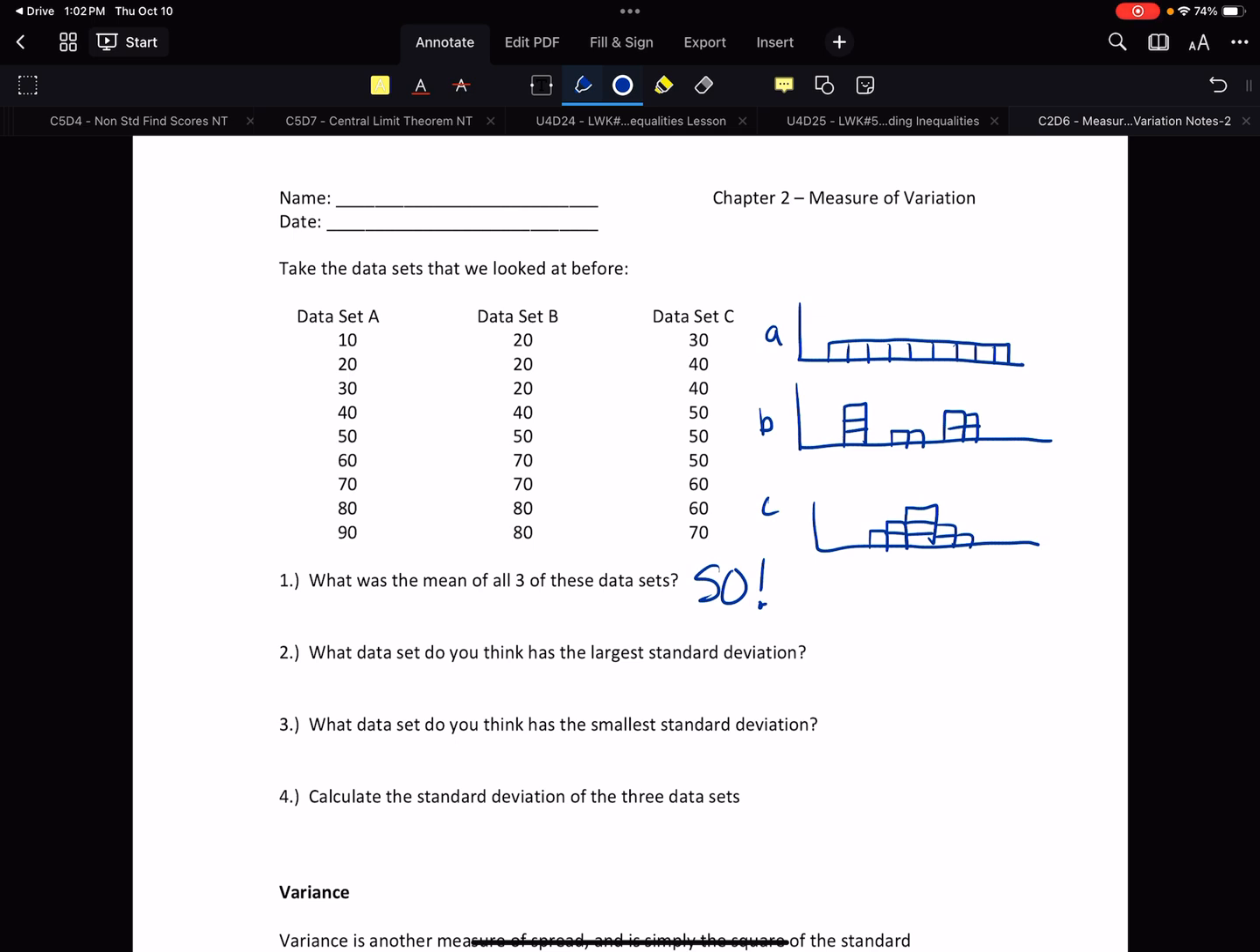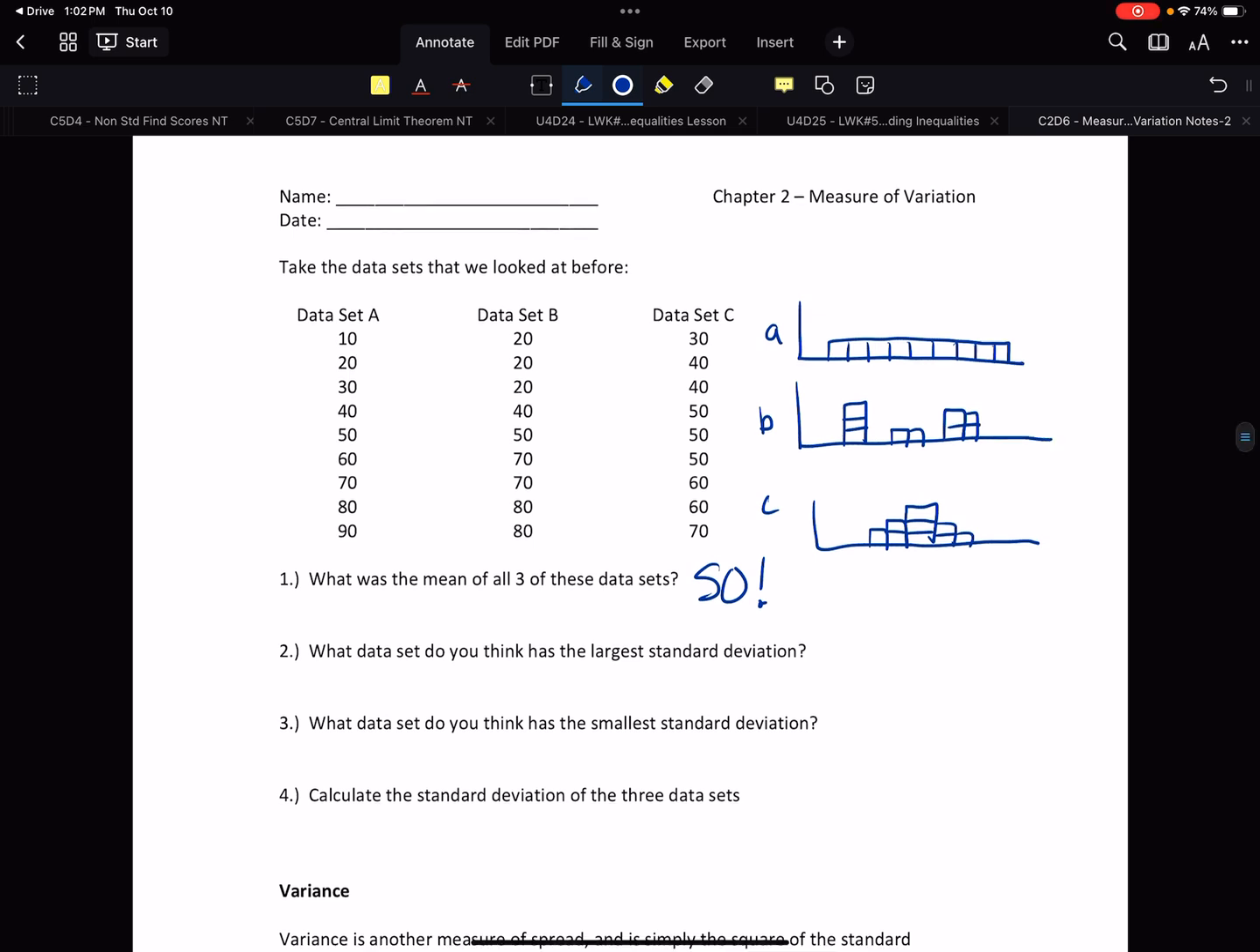So in this situation, which data set do you think has the largest standard deviation? It's going to be A. A is the most spread out. The mean is 50, and we're going further away from 50 in A than we are in B and C. The smallest standard deviation would be C. It's the most compact. All the data points are closest to the mean than A and B.